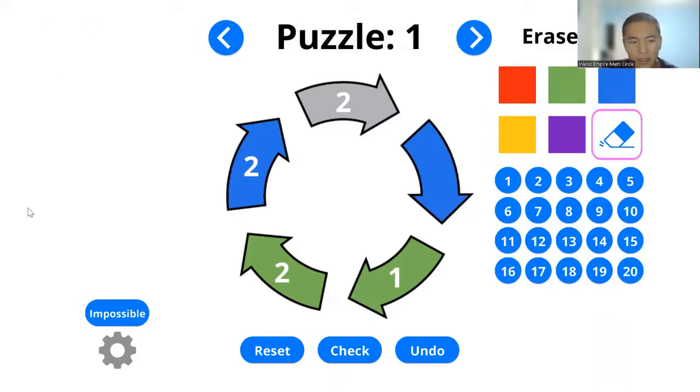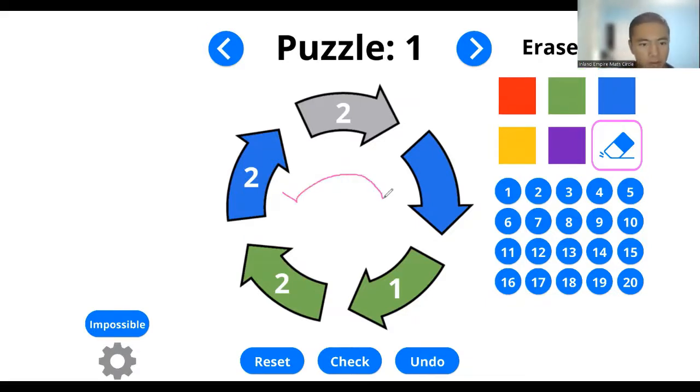Like, for example, the 2 means you travel 2 arrows, and you jump to the second arrow. And you basically fill in the gray arrow so that the loop is complete. And you can start on any colored arrow and go back to itself. Does that make sense?